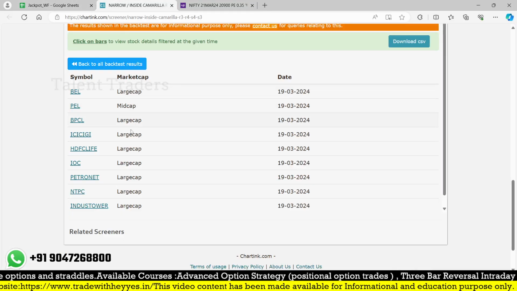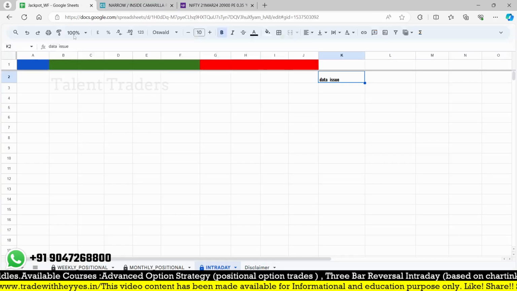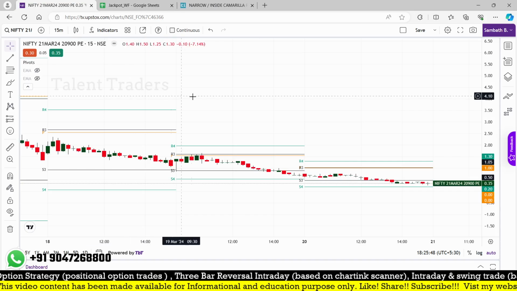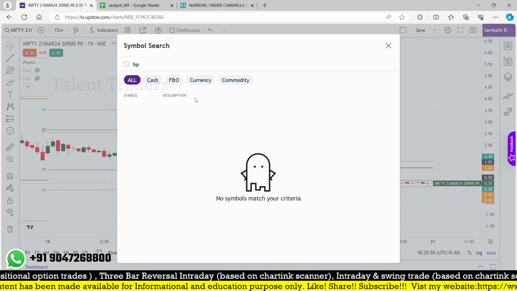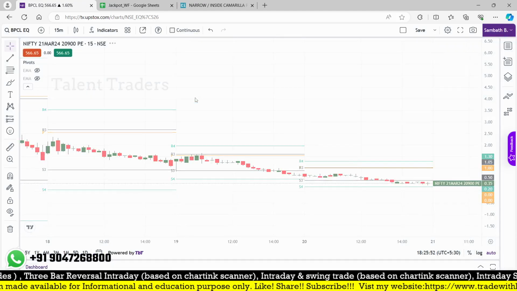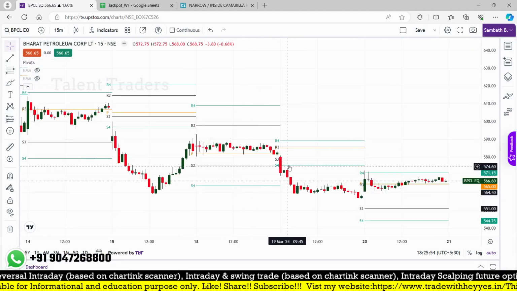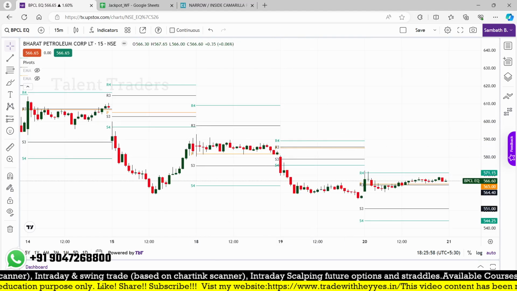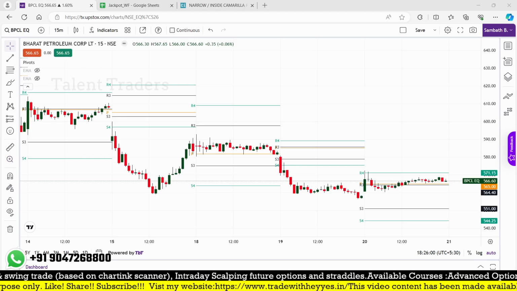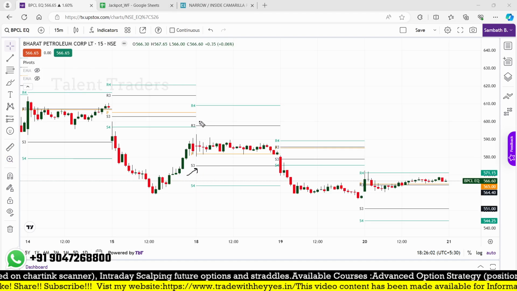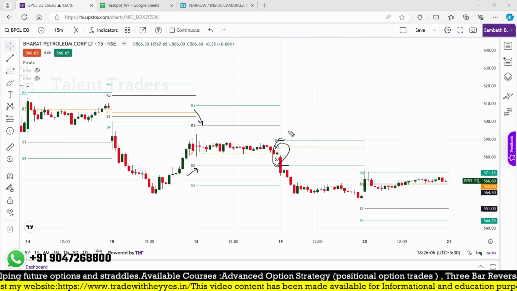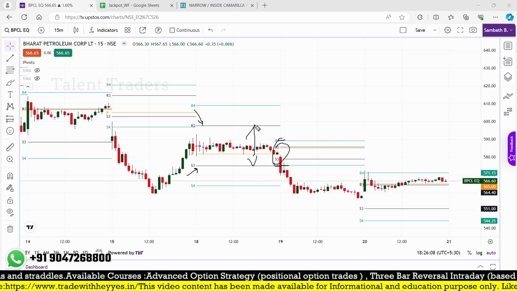You can see there is an opportunity in PEL on the 19th. And BPCL, sorry, here is the BPCL. Let me go to BPCL inside. Here you can see on the 19th it is a perfectly inside one. It is completely inside between the R3 and S3. You can see the R3 and the S3, and the next day's levels are completely inside the previous day's R3 and S3.